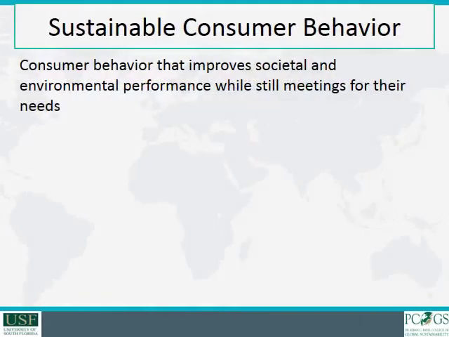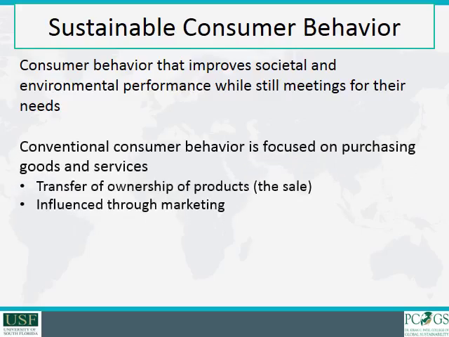This all leads us into sustainable consumer behavior, where the consumer's behavior improves societal and environmental performance while still meeting their own needs and desires. Conventional consumer behavior is focused on purchasing goods and services and the transfer of ownership of products, the sale. It's heavily influenced through marketing and profit maximization.